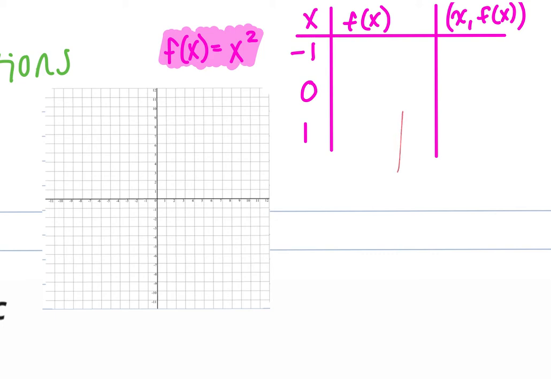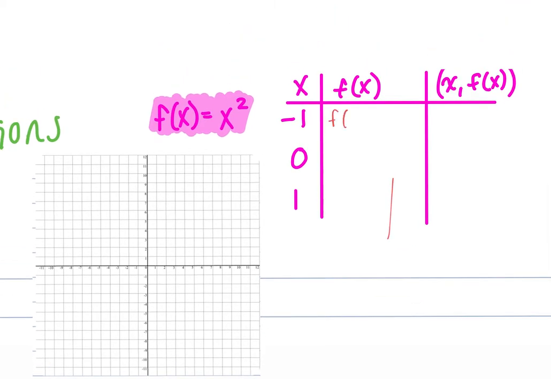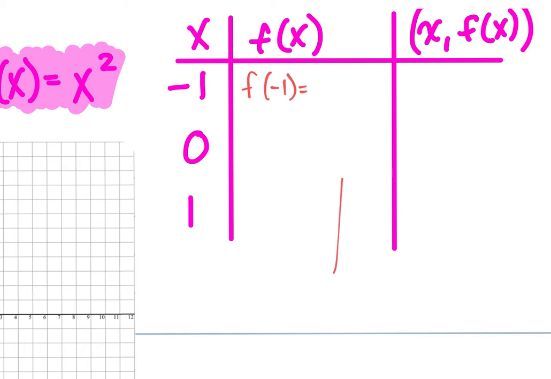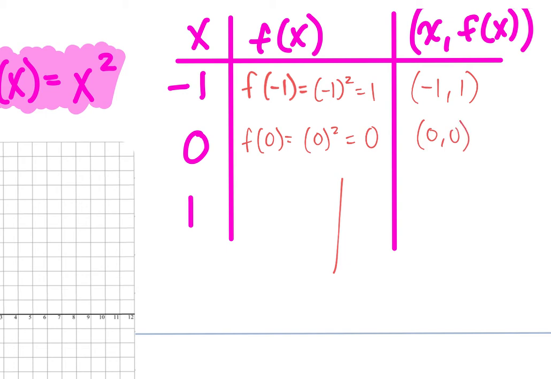And you should have gotten that f of negative 1 is equal to negative 1 squared. What's negative 1 times negative 1? Positive 1. So your first point should have been negative 1 comma 1. Then we did f of 0, which is 0 squared. What's 0 squared? 0. And 0 comma 0. That should have also been your vertex after you graph it. We on the same page?